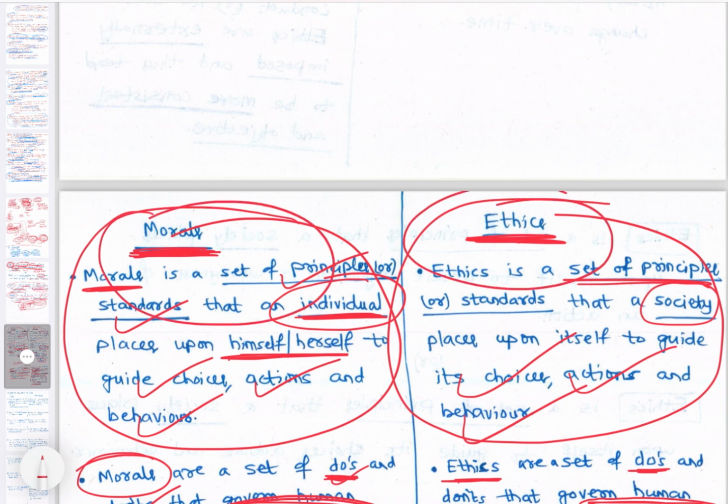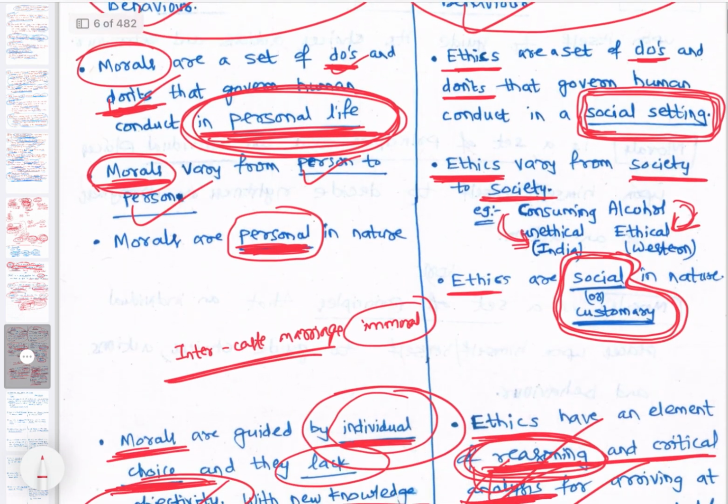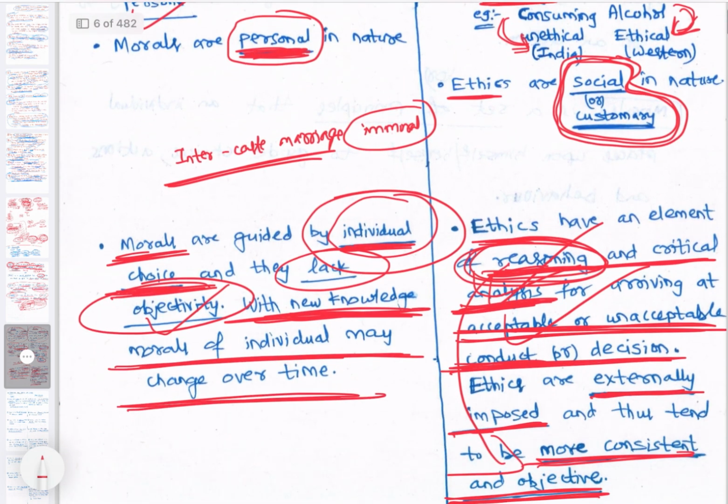So morals are individual, vary from person to person, okay? And once a person is introduced with new knowledge, he or she can change his or her morals. On the other hand, ethics being societal, formed by society over time, varies from society to society, and with reasoning they are a little bit difficult to change.